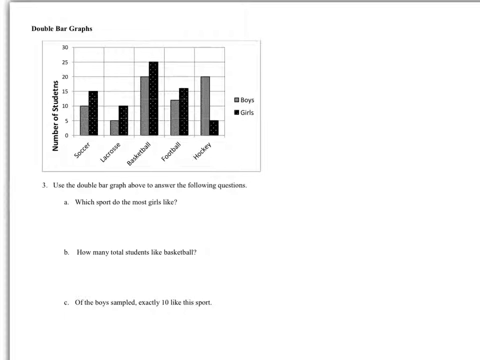Next, double bar graphs give you 2 groups, because it's double, of people that we're looking at, boys and girls. So which sport do the most girls like? Well, the highest is basketball. And we know that because the girls are the black with white polka dots, and the boys are kind of the white background with a different jagged pattern on it.